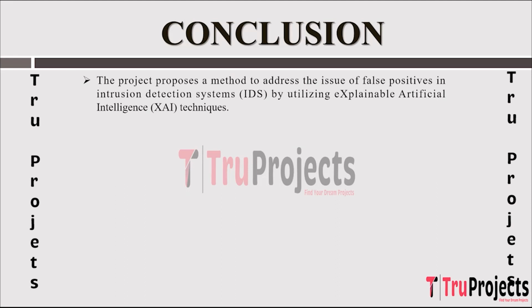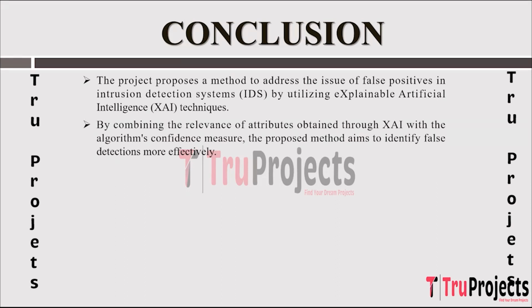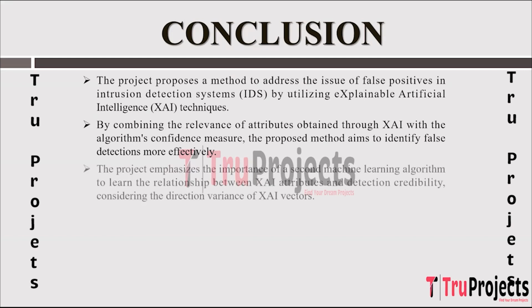more effectively. The project aims to combine the attribute relevance extracted from XAI methods with the confidence measures generated by the IDS algorithm. This fusion intends to create a more refined decision making process within the IDS, enhancing its ability to differentiate between false detections and legitimate threats with higher accuracy.